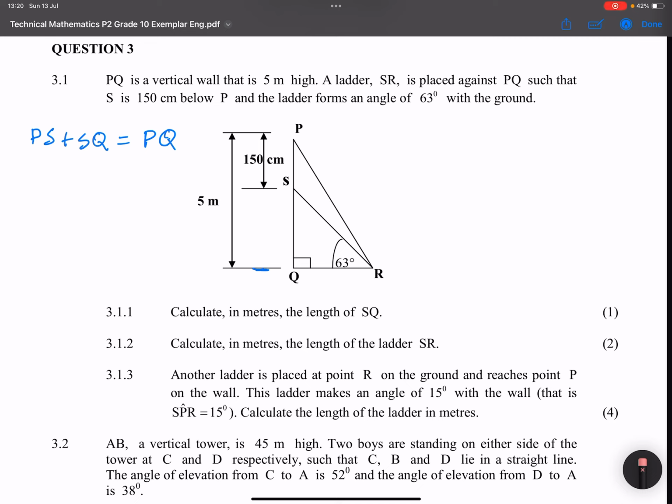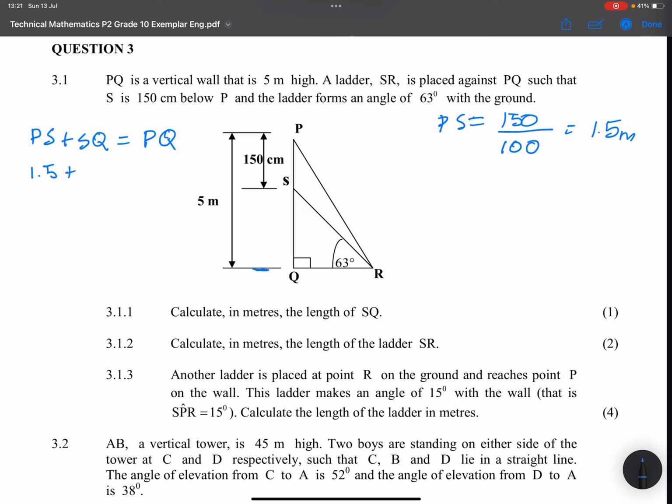Right, now we know what PS is, but it's in centimeters. Now, ladies and gents, how do I convert centimeters into meters? So remember that I will simply say, so PS will be 150. Centi is 100, so that's divided by 100. So that means this will give us 1.5 meters. Right, so centi is 100th, meaning that we are dividing by 100. So in this case, we are simply saying PS is 1.5.